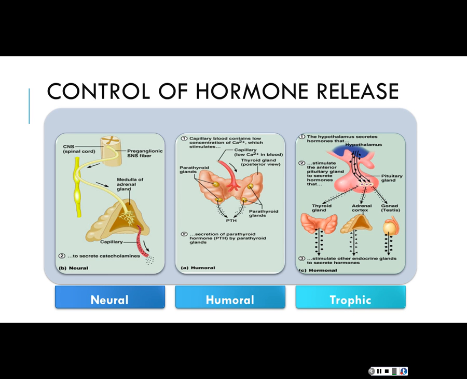That makes sense, because I said our major extrinsic controllers are the nervous system and the endocrine system. It ties right in here to the endocrine system as well. We also said that some things can be controlled humorally. What does that mean? The blood. Something in the blood that's not a neurotransmitter, that's not a hormone, something in the blood can activate a gland to release its products. We say humoral regulation.